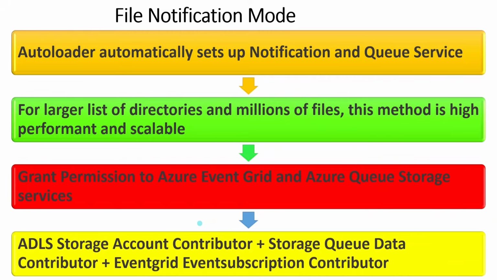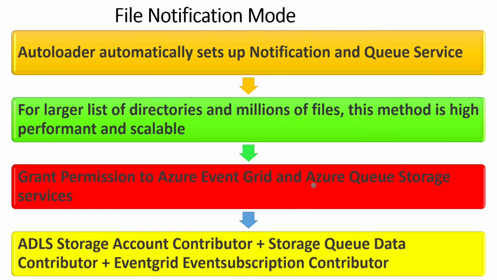For file notification mode, we have to grant certain access. For the Azure Data Lake Storage account, we have to grant contributor access. Same for the storage queue and also for the event subscription. We need to grant the contributor access for these services. Once it is done, AutoLoader will automatically set up the notification and queue services for us. Then it will start using them. We don't need to manually set up anything. But in the program, in order to grant access to queue storage, we have to create a service principal and give certain configuration details through our code.